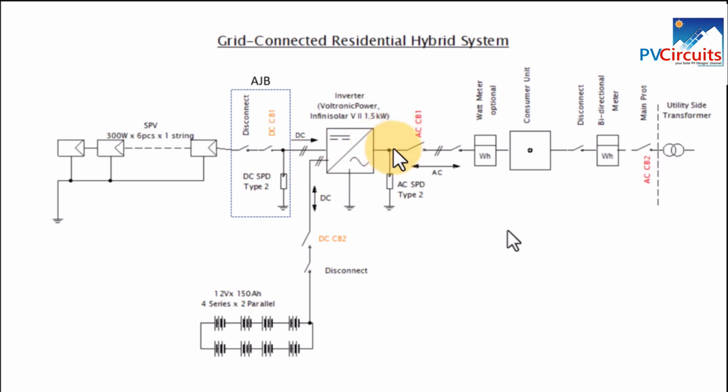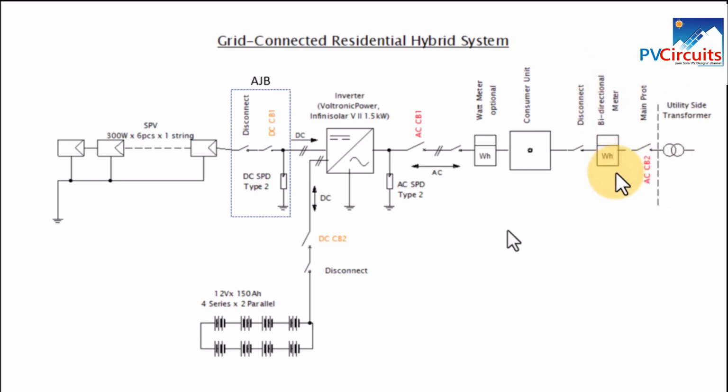So then on the AC side we also have an SPD, just like the DC side. Then we have a protection there. Then we have a watt meter which measures what we are producing and sending to the grid. This can be optional. Then we have the consumer unit, which of course is the place where the household components are connected. Then we have another disconnect switch to put us off from the utility side.